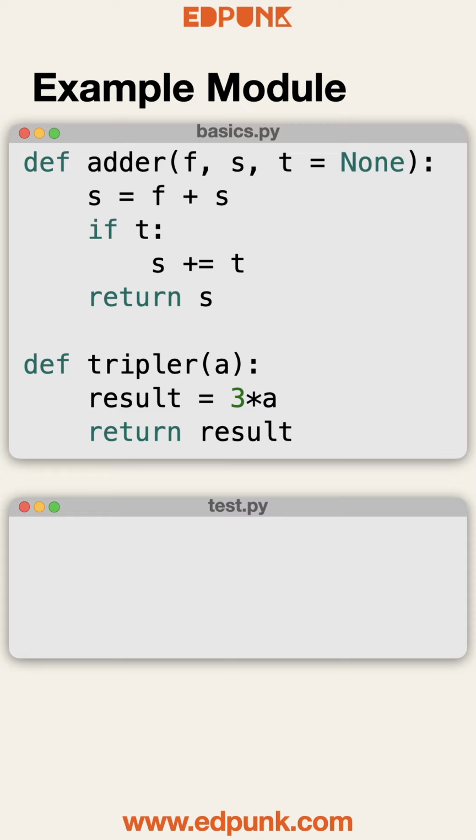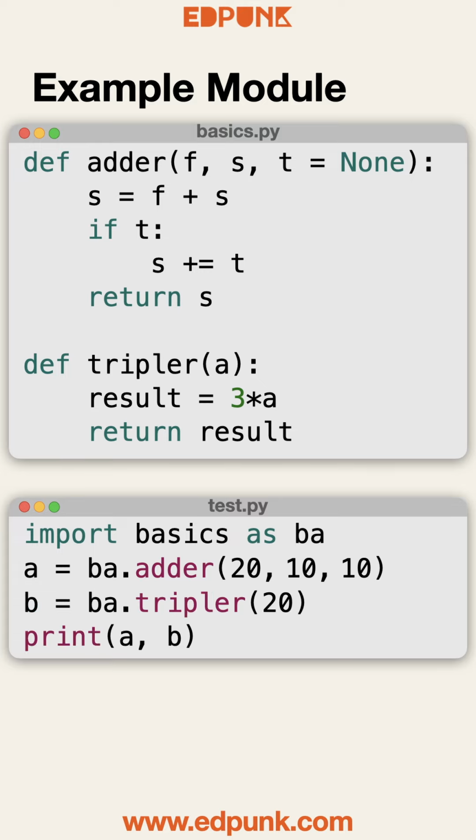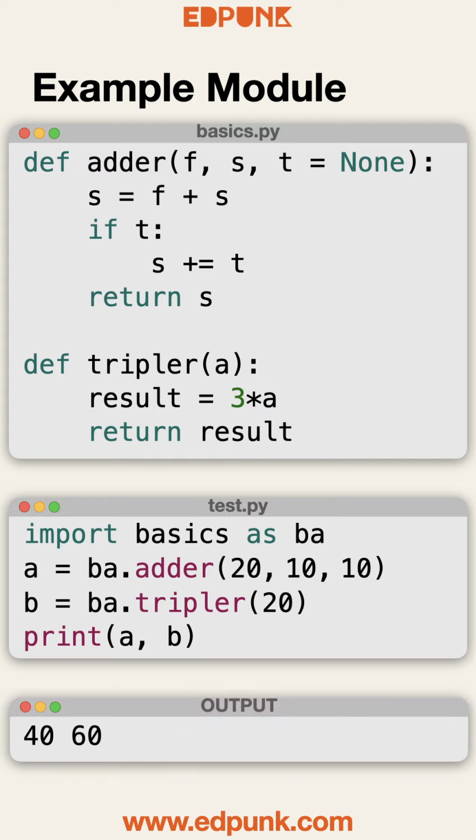The as keyword can also be used while importing a module to create an alias for it, which makes it easier and more manageable to use in the program. For example, import basics as BA. Now, the adder function can be invoked using ba.adder and the tripler function can be called using ba.tripler. We can output the values of a and b, which is same as in the previous case.